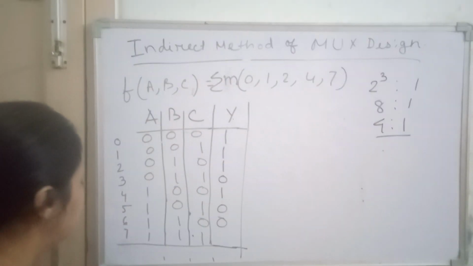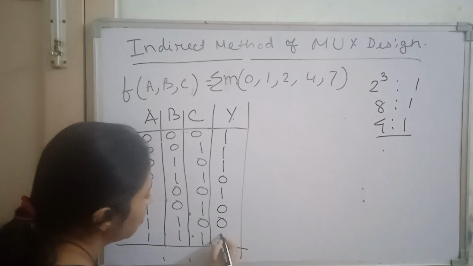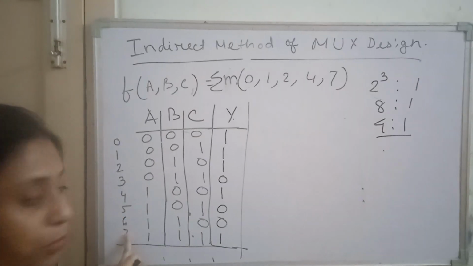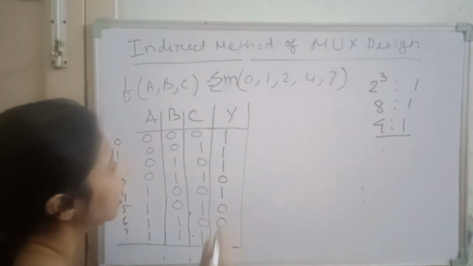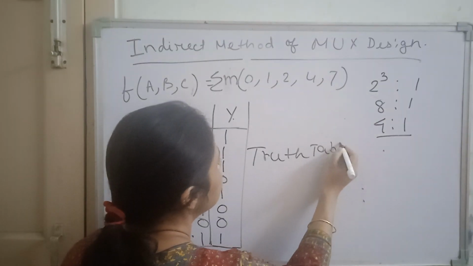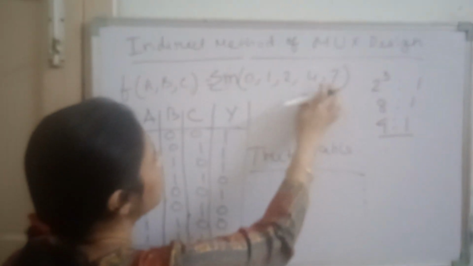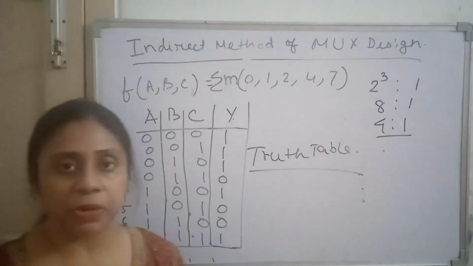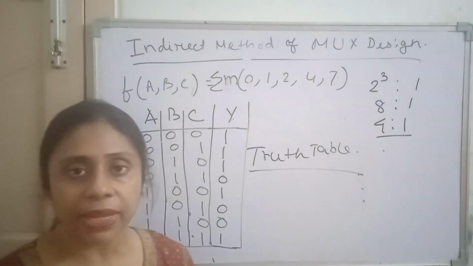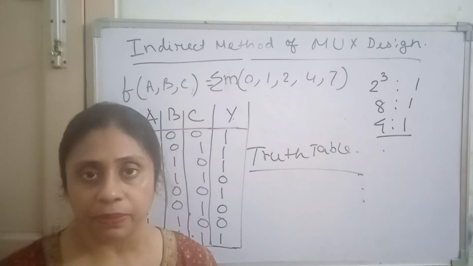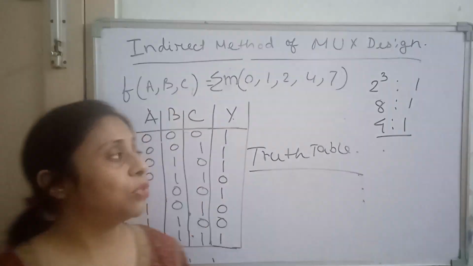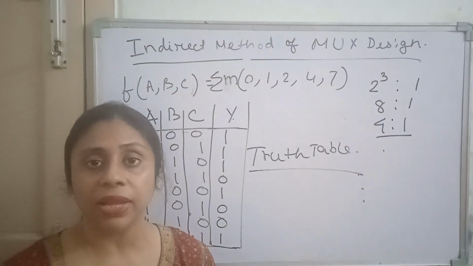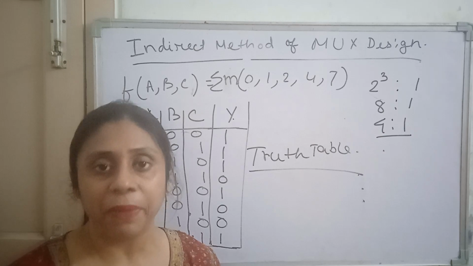For input combination 7, the output is 1 for the 1, 1, 1 input. So this is the truth table for this particular Boolean expression. We have done the first step of designing the truth table from the given Boolean expression. Now the next step is designing the multiplexer.